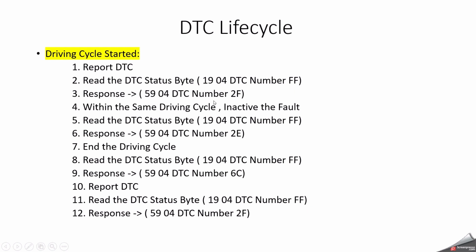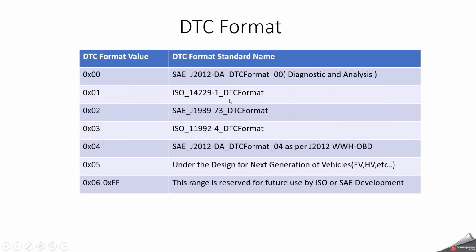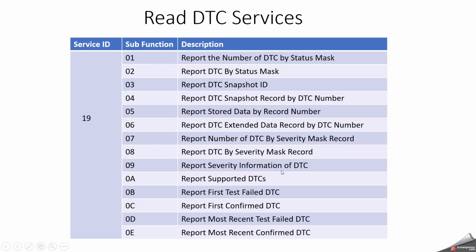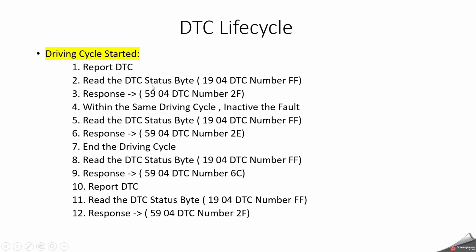So I'm getting a response of 2F. 2F means this case. In the test file, these are the bits that will get set. As I said, these are the possible combinations, or most of the possible combinations, I have mentioned here. Here, in the same driving cycle, I'm reporting a DTC and reading it using the 19 service, and I'm getting a status byte of 2F. You can see the 3-byte DTC number, and the 4th byte is the DTC status byte, 2F.